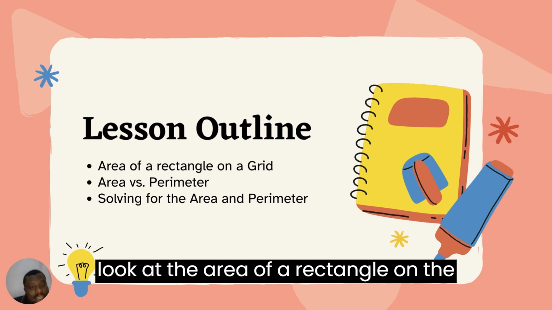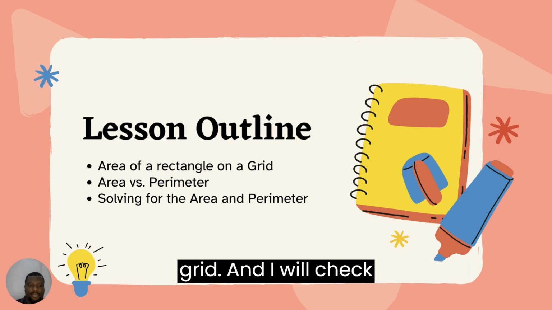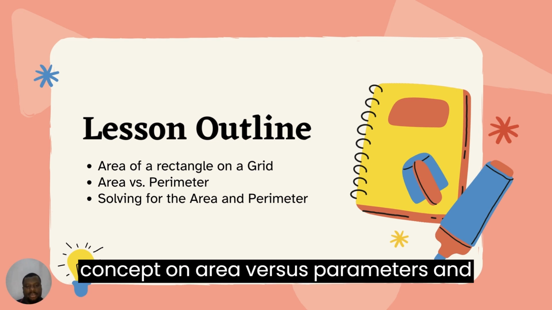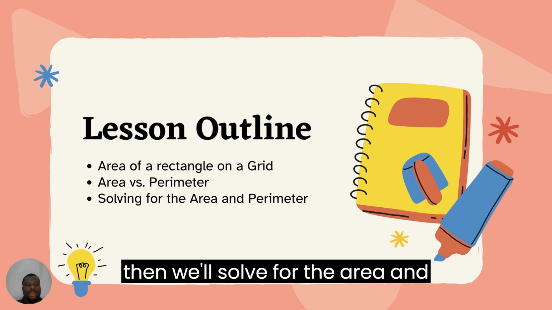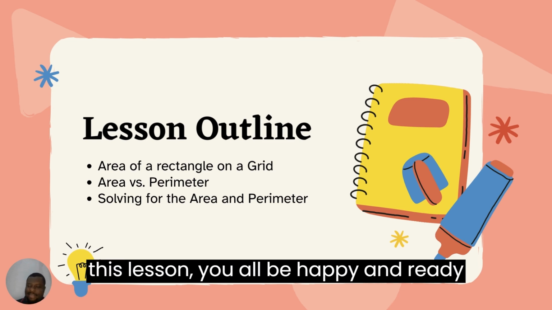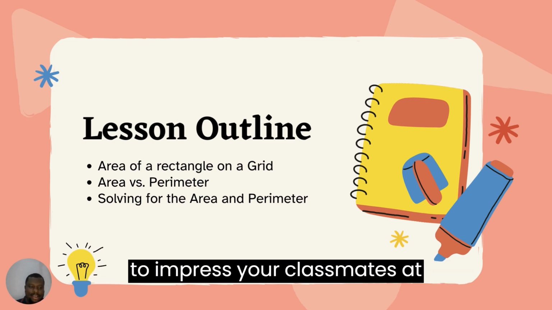All right. Now the lesson outline is going to be like this. We'll look at the area of a rectangle on a grid, and then we'll check the concept of area versus perimeter, and then we'll solve for the area and perimeter. And I know at the end of this lesson you'll all be happy and ready to impress your classmates at school.